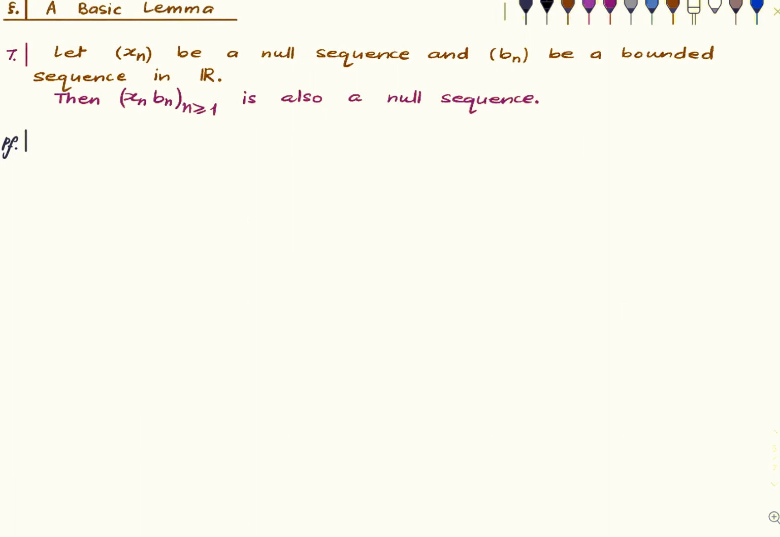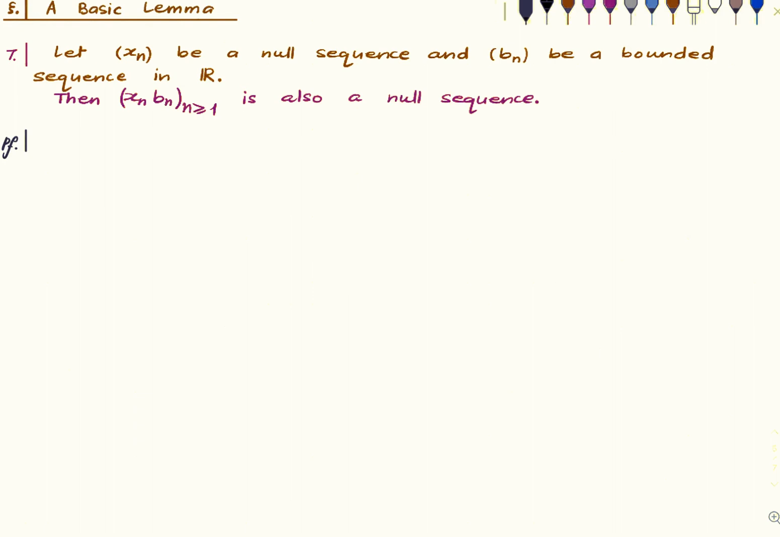So fix a null sequence xn and fix a bounded sequence bn. Then this sequence xn bn is also a null sequence. So again, what is this sequence? This sequence is the sequence whose nth term is the product of the nth term of this sequence and the nth term of that sequence. All right. So this is also a very easy proof, but let's do it in full detail.